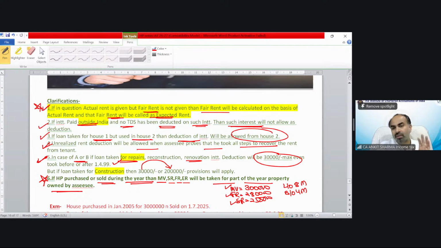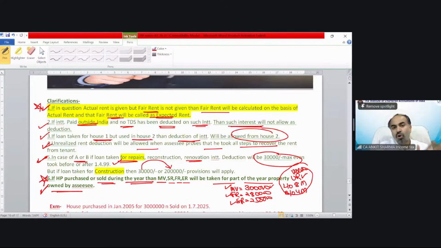We cannot proportionate it, that we will take 3 lakh divided by 12 into 8. No. These values are fixed government values. They cannot be proportionate, whether the property is let out for some part of the year and self-occupied, or unrealized rent or vacant. It does not matter. We will not take these values proportionately. Suppose the property is 6 months let out, 6 months self-occupied. So you will not take 50% of it. No, it will always consider annual value. The value of actual rent will fluctuate, actual rent or annual rent, but these are fixed values.